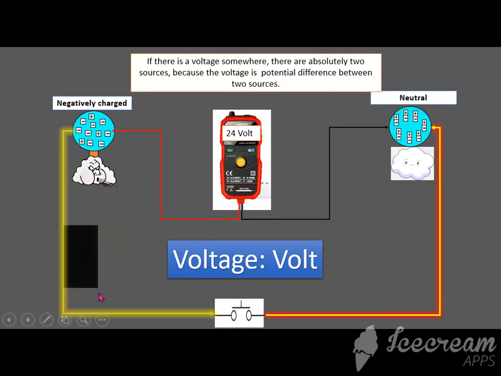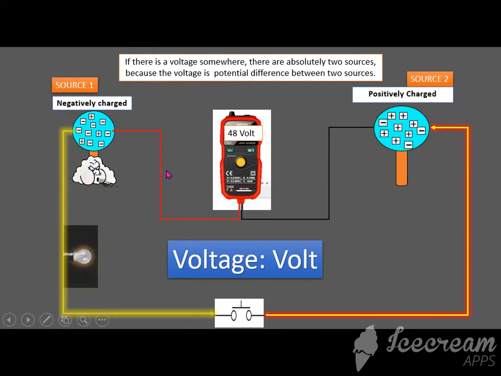Also, when we connect these to each other in a circuit, this one will send more electrons to become neutral, because the pressure here is higher than here. This process will continue until the pressure is equal. Also, one source can be negatively charged and the other source can be positively charged. Between them there is a potential difference, and when we connect the multimeter, we can see a voltage.